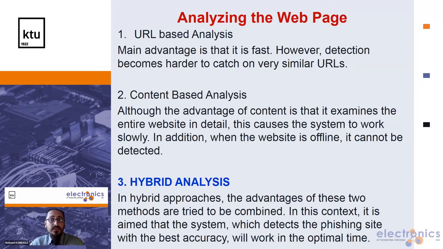Analyzing the web page, these analyses can be carried out on three bases. First one is URL-based analysis. Main advantage is that it is very fast. However, detection becomes harder on very similar URLs. The second is content-based analysis. Although the advantage of content is that it examines the entire website in detail, this causes the system to work slowly. In addition, when the website is offline, it cannot be detected. In the hybrid approach, the advantages of these two methods are combined. In this context, the aim is a system which detects phishing sites with best accuracy and works in optimal time.